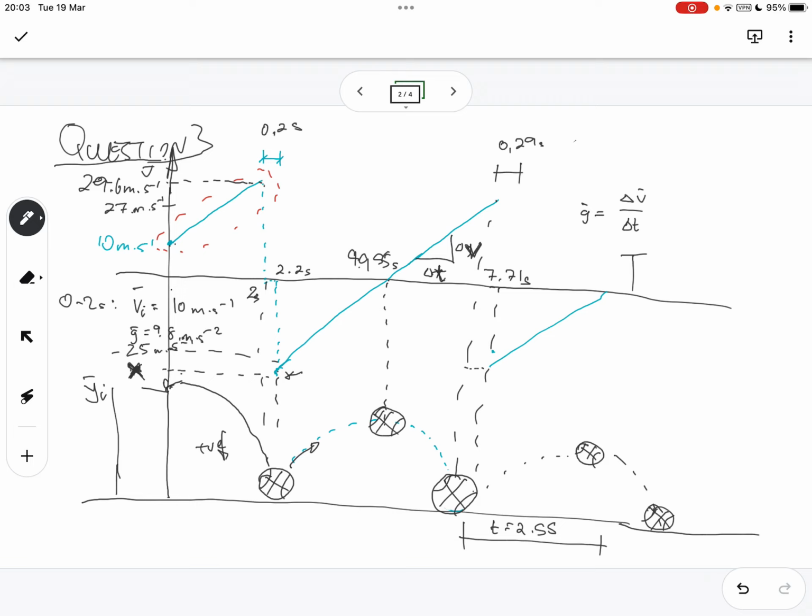And then after having contact with the ground for 0.2 seconds, it jumps up to bounce and then goes up. So it has a velocity that it leaves with at 2.2 seconds. It leaves at a certain velocity for about this amount of time.